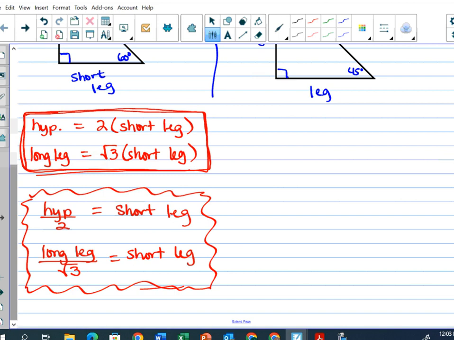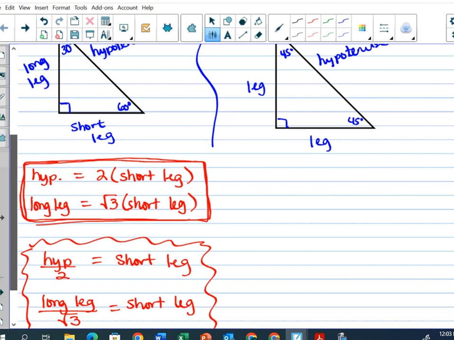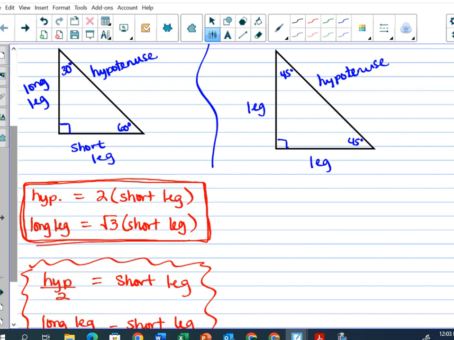Questions on the 30, 60, 90? We kind of know this? Yeah, hopefully. All right, 45, 45, 90 is simpler because you just have the congruent legs. You don't have 3 different sides. So in this one, hypotenuse is equal to root 2 times a leg.